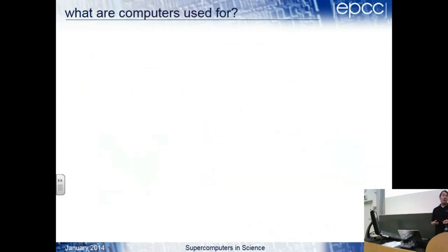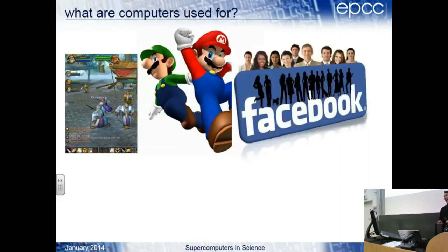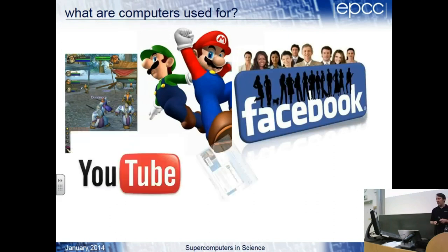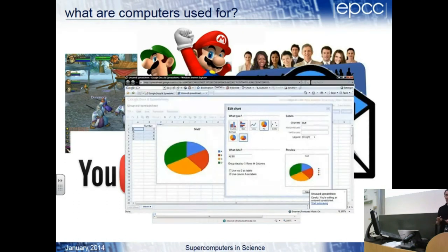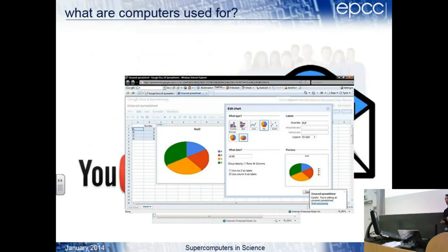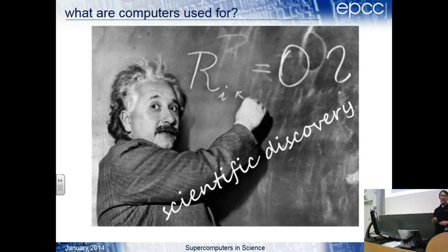So, what are computers used for? Well, of course, now computers are ubiquitous. When I first started doing computing, back in the mid-80s, they weren't ubiquitous at all. So they're used for playing games, social media, watching videos, surfing the internet, email. Heaven forbid they could be used for some kind of actual useful work. But what I'm going to try and explain in this talk is that the driver for supercomputing, very large, powerful computers, comes not from that kind of desktop application, but from using computers for scientific discovery.